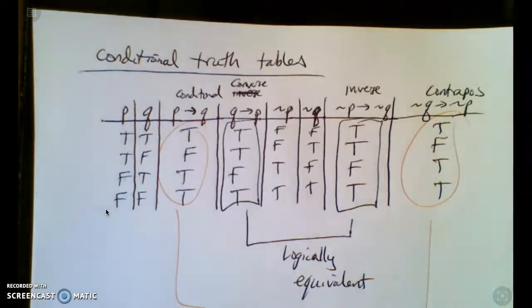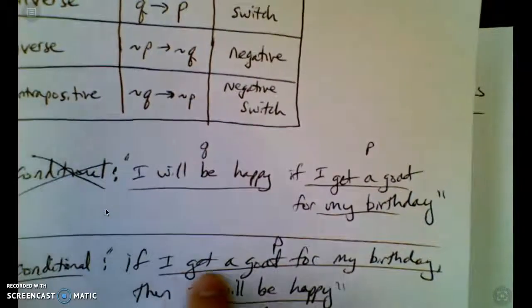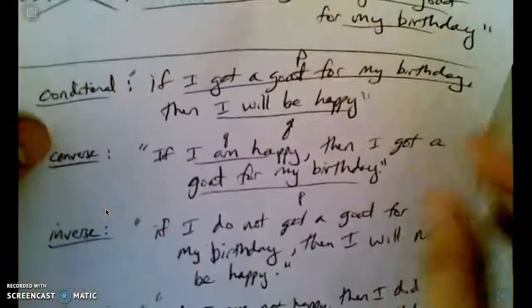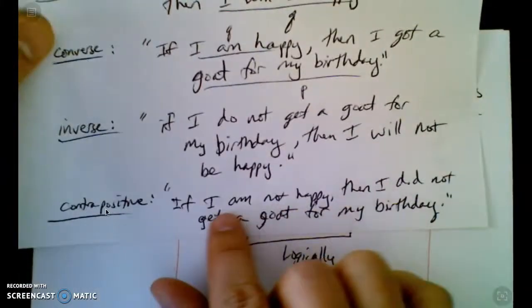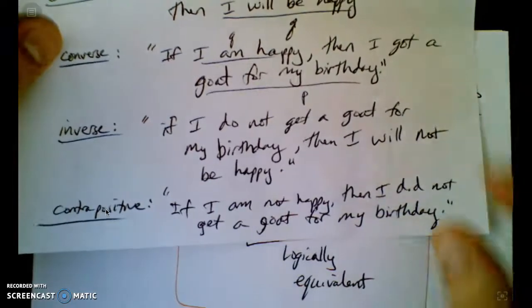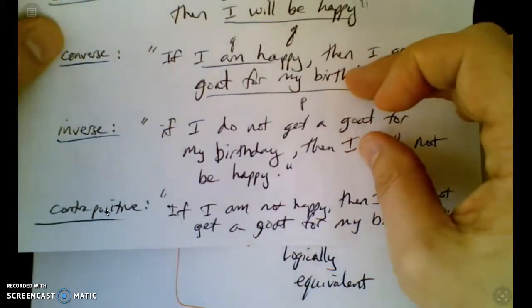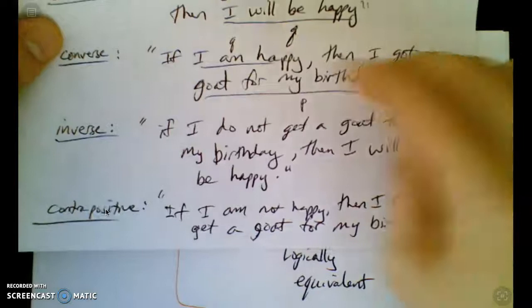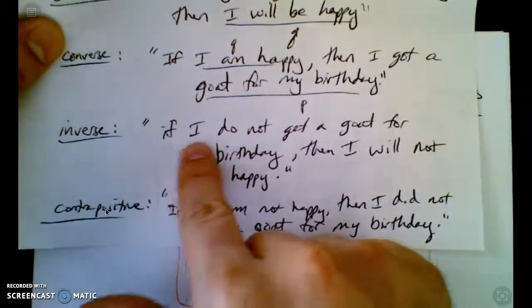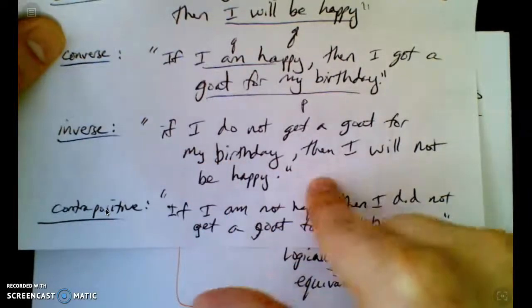So that means the logic you use to say, if I get a goat for my birthday, then I'll be happy, is the same exact logic as if I'm not happy, then I did not get a goat for my birthday. Likewise, this statement and this statement actually logically mean the same thing. If I'm happy, then I got a goat for my birthday. This one said, if I do not get a goat for my birthday, then I will not be happy. Those are logically equivalent statements.